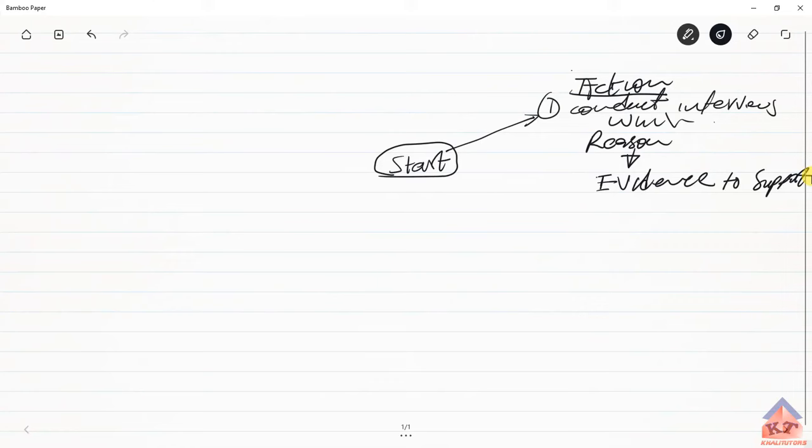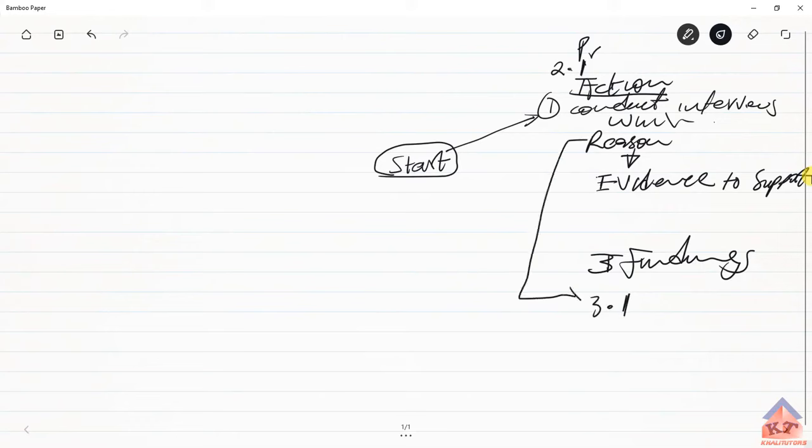Depending on the outcome of this, remember, this will be under procedure, and whatever information that you get here must be included as part of your findings. So this will be your 2.1, and somewhere under 3, your findings, you will have 3.1, and the outcome of this will be included under 3.1.